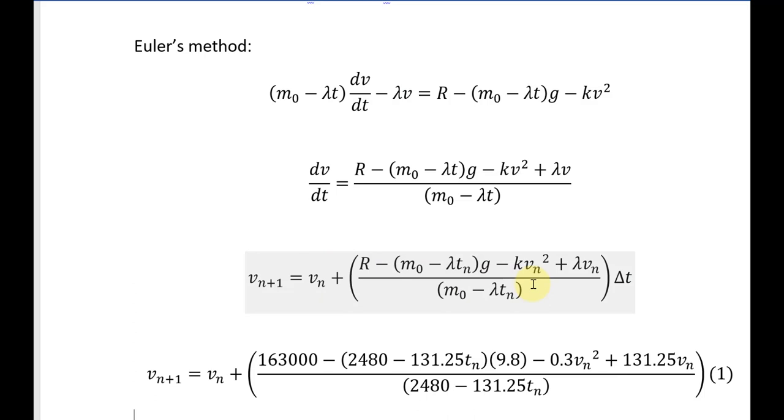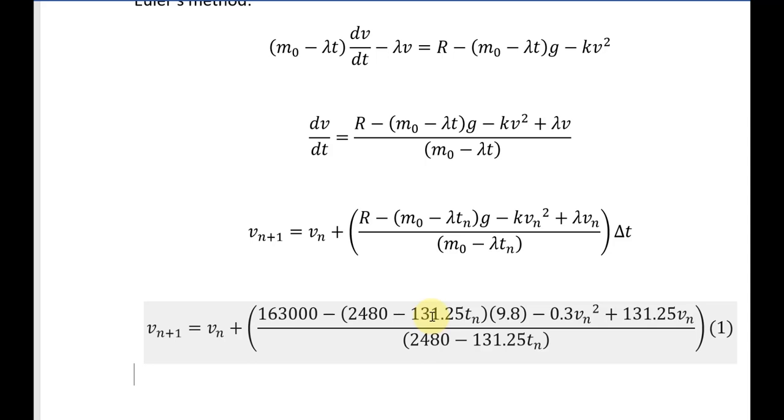And we could put that in Excel. So I've put in the values that we had for the thrust and the initial mass, the burn rate, the acceleration due to gravity, the drag coefficient, and there again is a term involving the burn rate, but times the velocity, because that's just how it was in the equation, all divided by that variable mass.